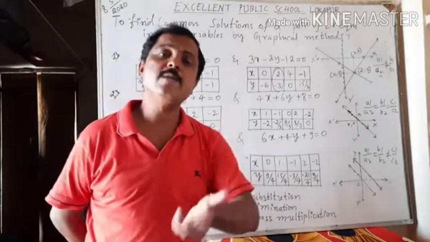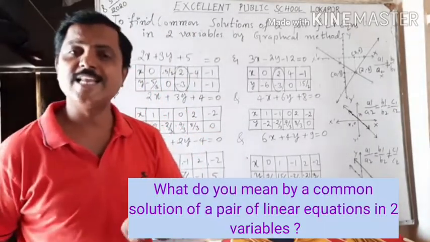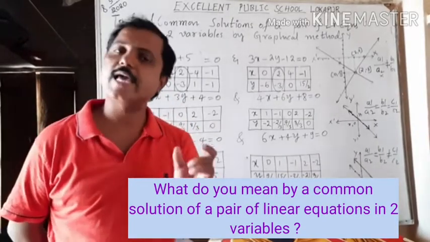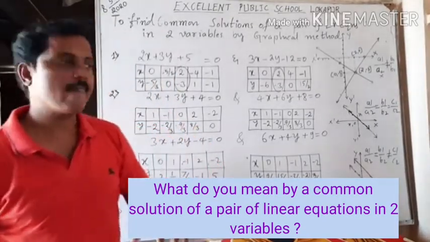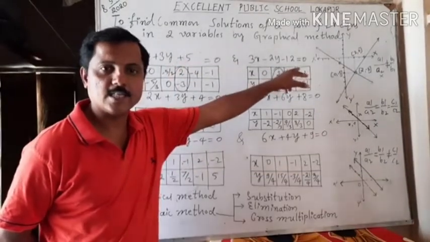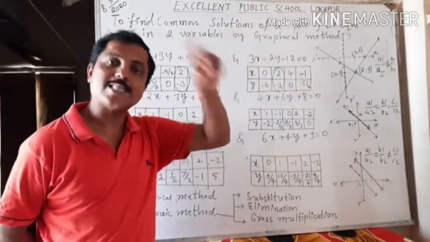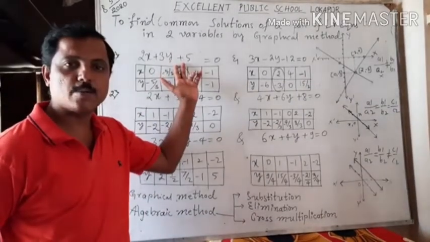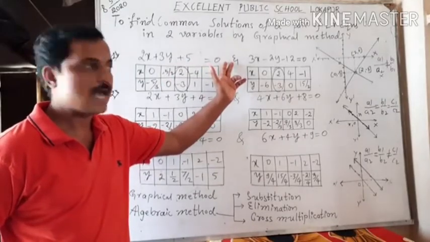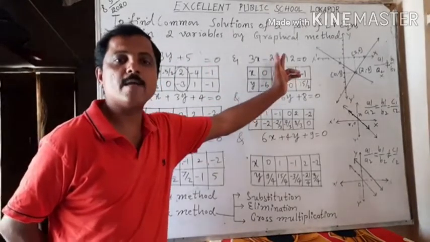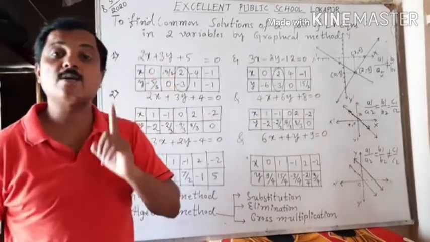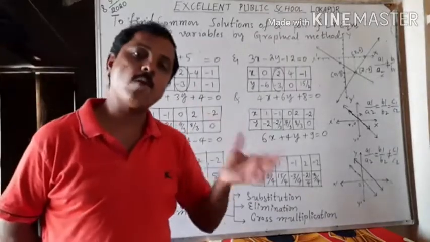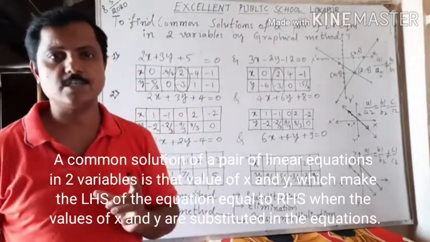This is the meaning of the common solution of a pair of linear equations in two variables. So, what do you mean by a common solution of a pair of linear equations in two variables? It is that value of variables x and y which, if substituted in both the equations, satisfies both equations. The LHS of this equation becomes equal to RHS, and the LHS of this equation also becomes equal to RHS for that particular value of x and y. So that value of (x, y) is called the common solution of both the equations.